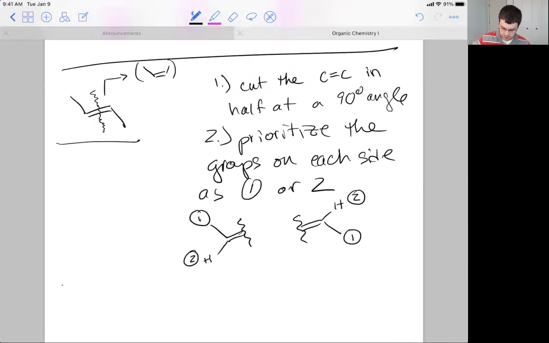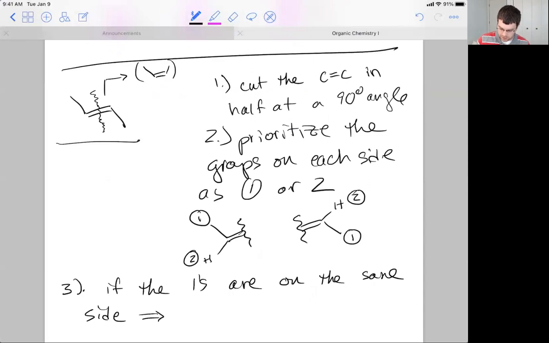Now we're almost done. Step 3: if the 1s are on the same side, well, Z, same side, is Z. Z, same side.